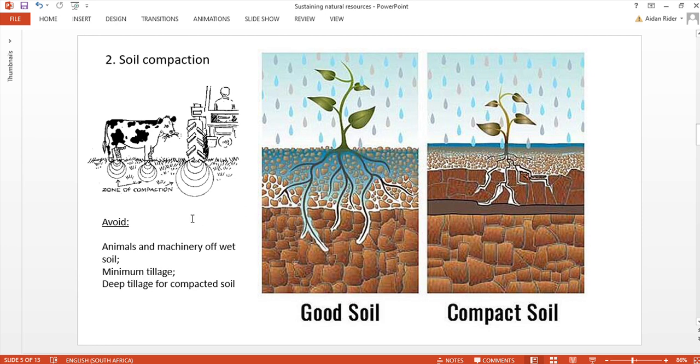Firstly, if we have wet soil, in the case of the first example, don't let animals or machinery onto the soil because it will compact it. Wet soil compacts easier. And also don't till the soil too much, minimum tillage. If it's tilled too much, the air spaces are opened, more water can go deeper in, and as soon as an animal or a tractor goes over, it's compacted again. Then also, if the soil is compacted, use deep tillage. So try and till as deep down as possible to try and loosen up the soil.